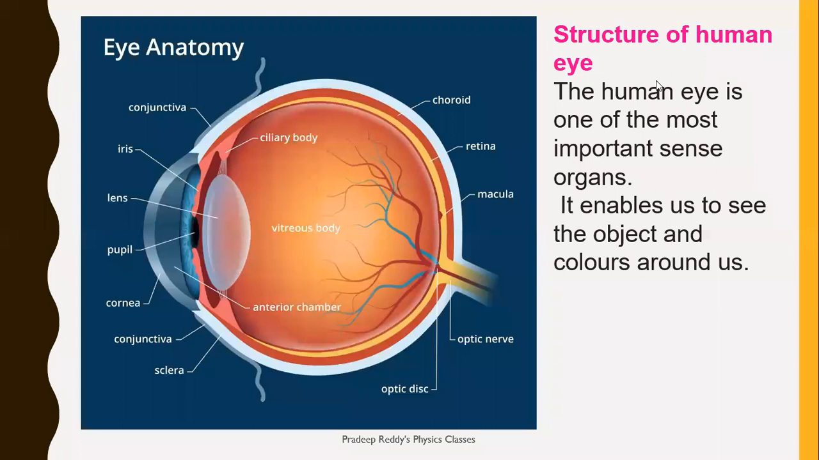Students, we have defined what is meant by least distance of distinct vision and also angle of vision. And we have also learned that the angle of vision and least distance vary from person to person, and that depends upon the age of the person also. Now we are going to answer how it varies from person to person by learning the eye anatomy. By learning the complete structure of the human eye, we can answer why there are changes in least distance of distinct vision and also angle of vision.